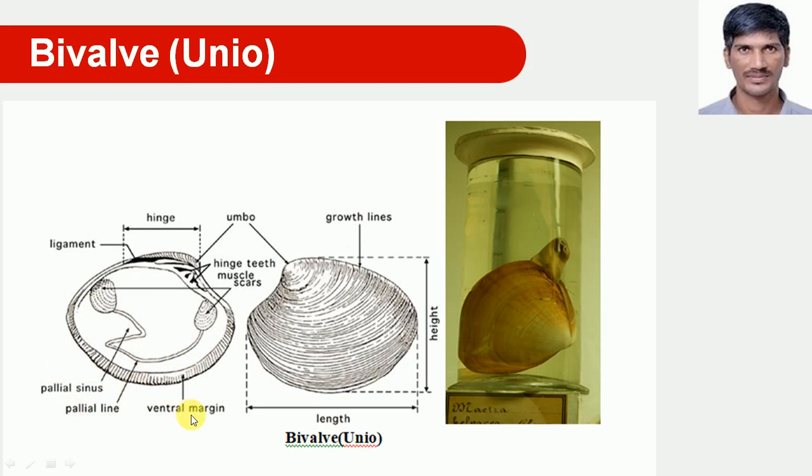Similarly, at the anterior region there is a narrow portion. This narrow portion is known as the umbo, and we can see the lines of growth. In this animal, these lines of growth let us measure the age of the bivalve.